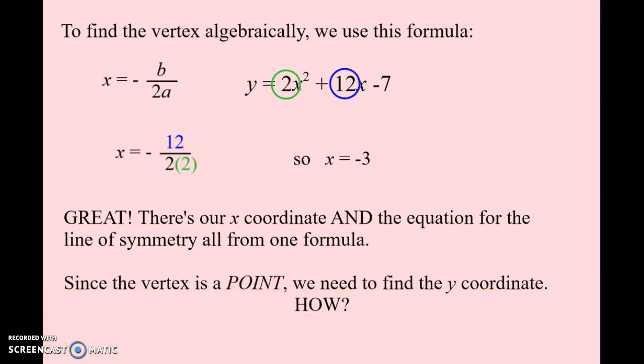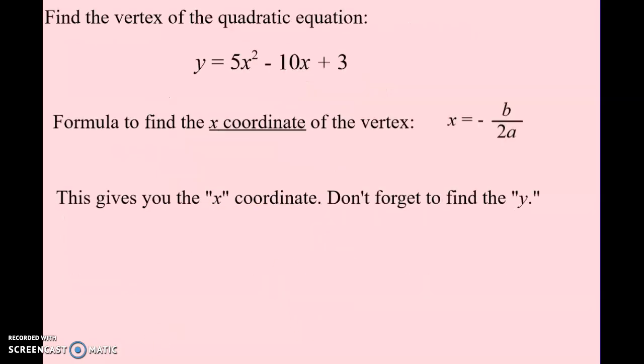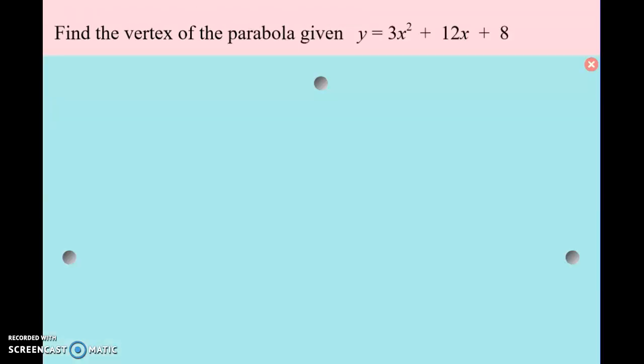But since the vertex is a point, we need to find the y-coordinate. How? Tell me how, and then find the vertex. Find the vertex of the quadratic equation shown here. Get the x-coordinate, and don't forget to find the y-coordinate. Just to wrap up, find the vertex of the parabola given that equation.